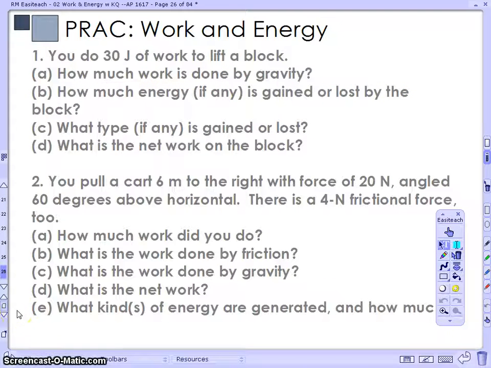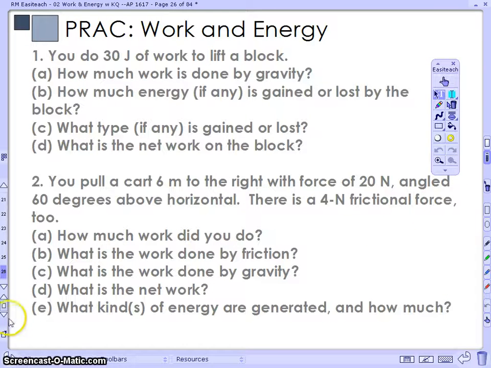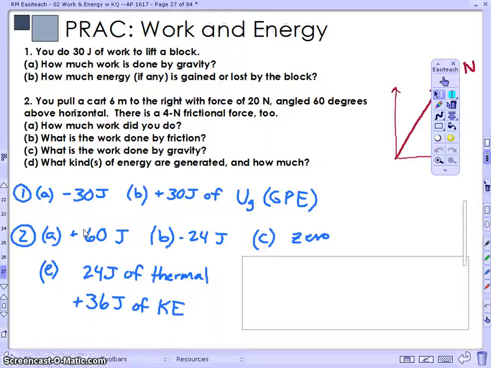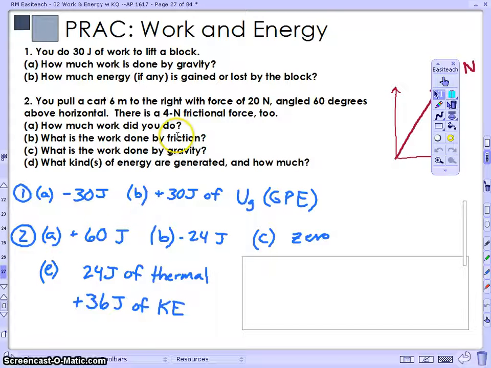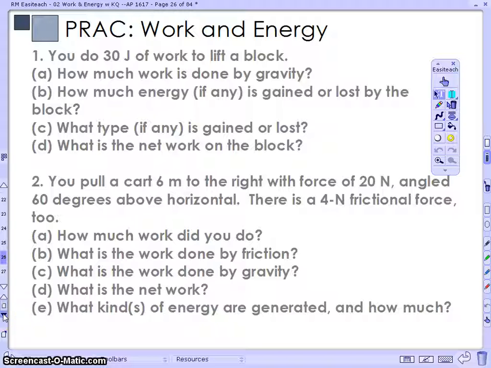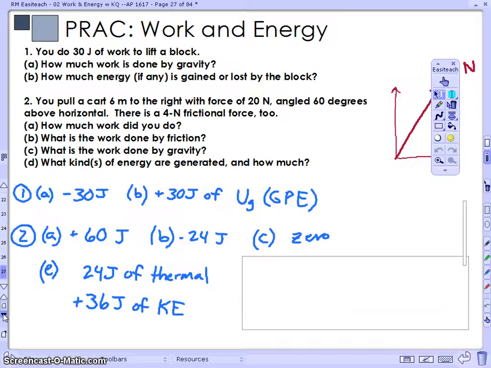We can do some practice. Pause this. I'll show you the answers in the next slide. Here comes the next slide. I'll discuss the net work and all that. Let me just make sure these are actually the same questions. I just changed the format. Looks pretty good. Look at the answers.